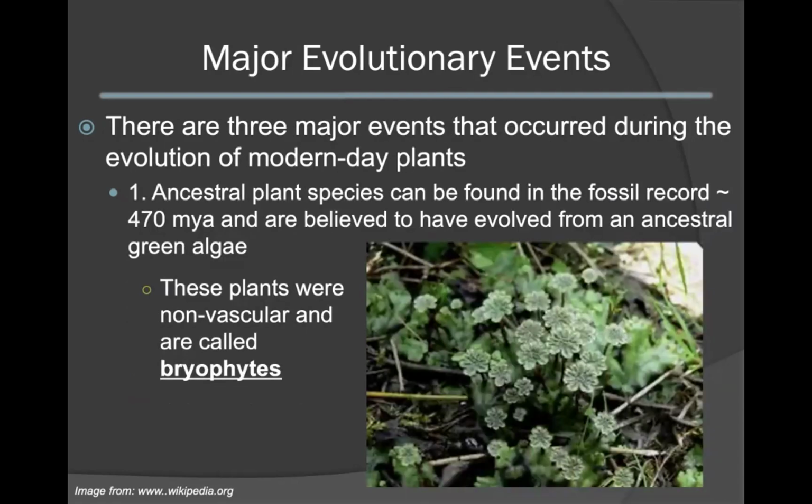We're now going to take a look at some major evolutionary events that pertain to the evolution of plants. Remember that ancestral plant species can be found in the fossil record and made their way onto land approximately 470 million years ago. It is believed that these plants evolved from ancestral green algae. These original plants were non-vascular and are now represented by the modern-day plants called bryophytes.